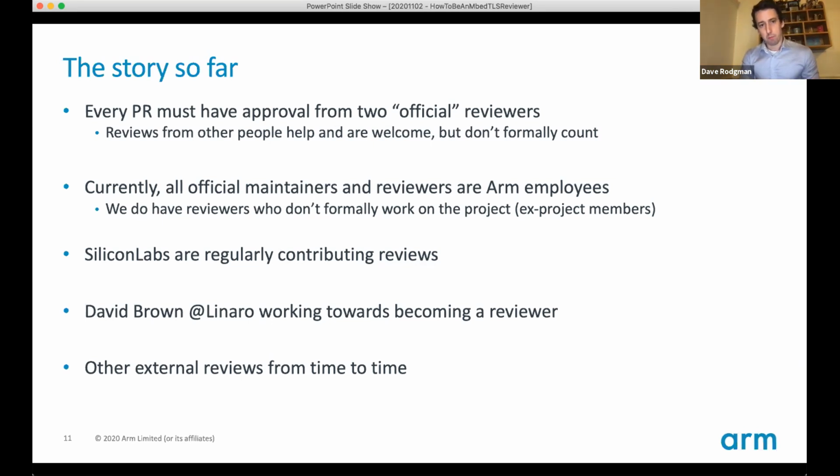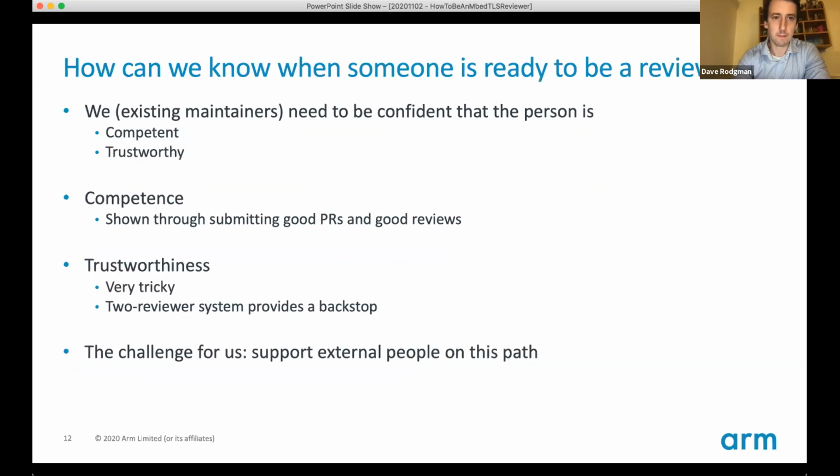We also have people outside of ARM who are contributing reviews, but are not formally officially approved. So Silicon Labs are helping us out with reviews on some of the work that's relevant for them. David Brown at Linaro is working towards becoming a reviewer for us. And just generally in the community, we see reviews come in from time to time.